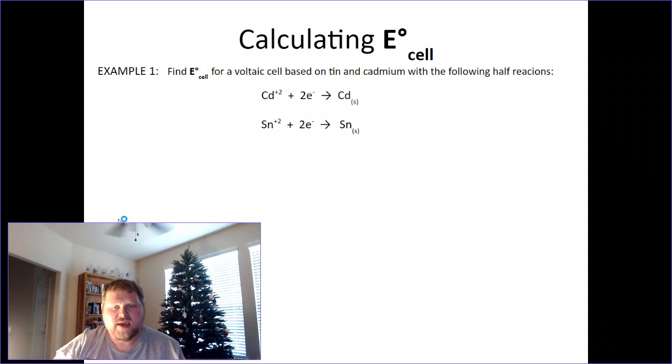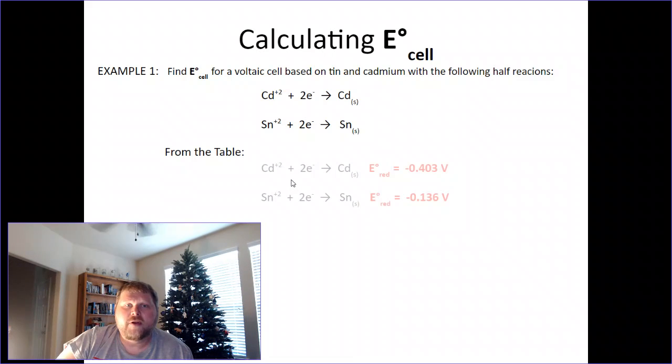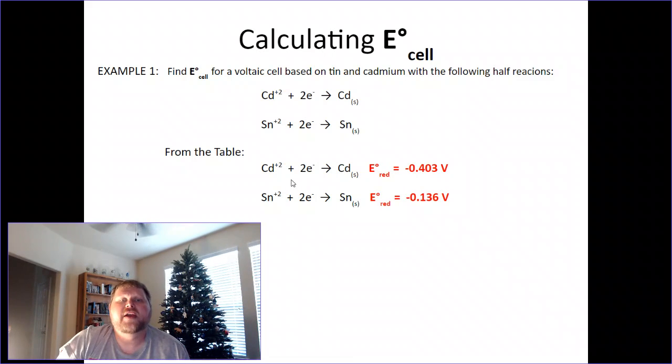So if I'm making my voltaic cell, I'm going to have a piece of cadmium metal and a piece of tin metal on each of my electrodes, in a solution of maybe cadmium 2 nitrate and tin 2 nitrate. Now I'm going to go to my table and find those two half reactions. You can see here that both of these have negative voltages, so right away you may think this reaction isn't going to happen.